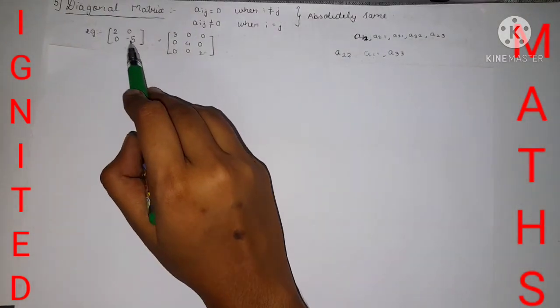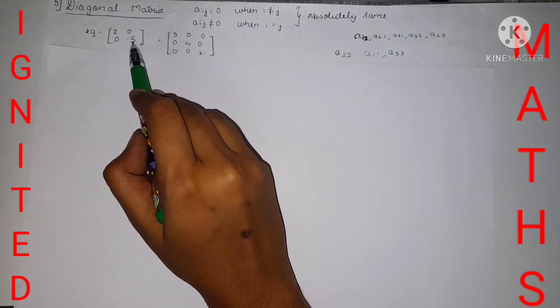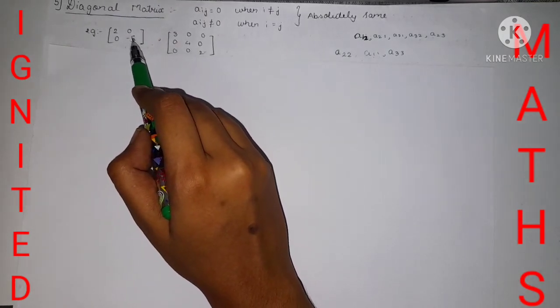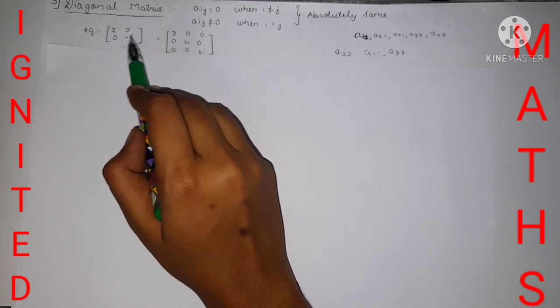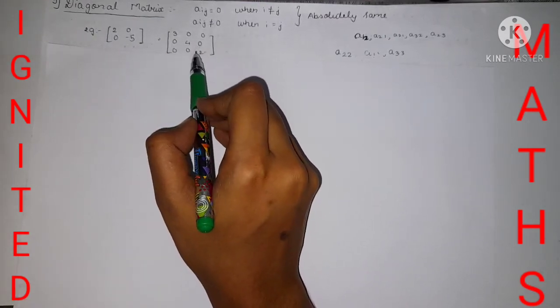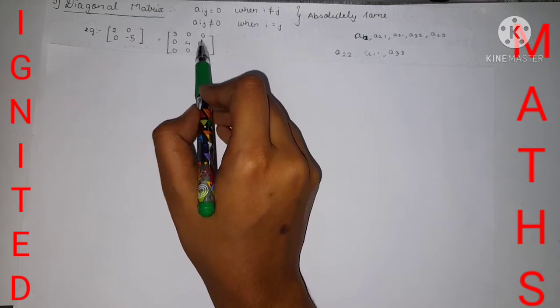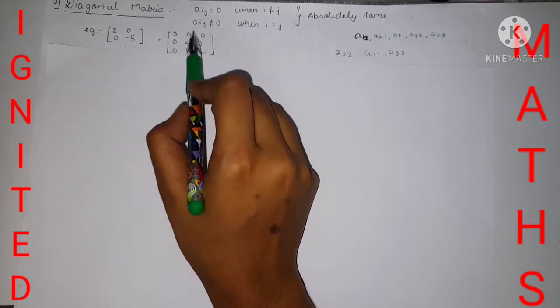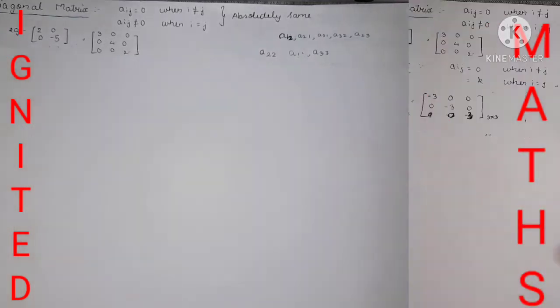For the diagonal elements, you can take any value, but for the rest of the elements you need to take the value as 0. You can see the diagonal elements 3, 4, 2; you can take any other values, but the rest of the part should contain the value 0.